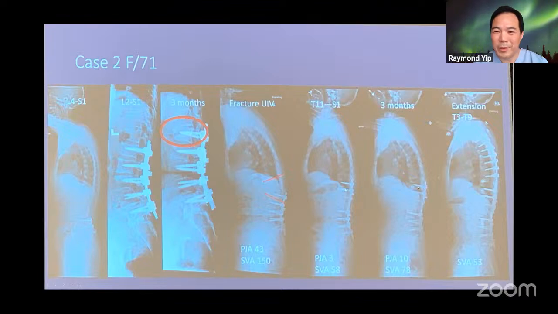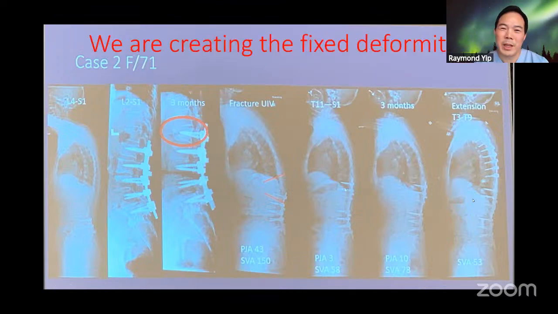But you can see what happened. The screws pulled out. The patient went home, bent forward, the screw pulled out, and had the whole spine fused within 6 months. So we are creating a fixed deformity. When we perform spinal fusion, we can only accommodate the standing posture. We can't accommodate the sitting posture.